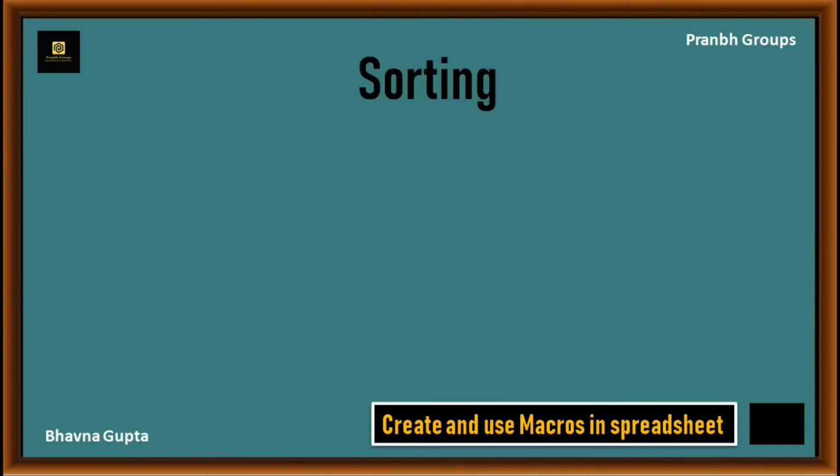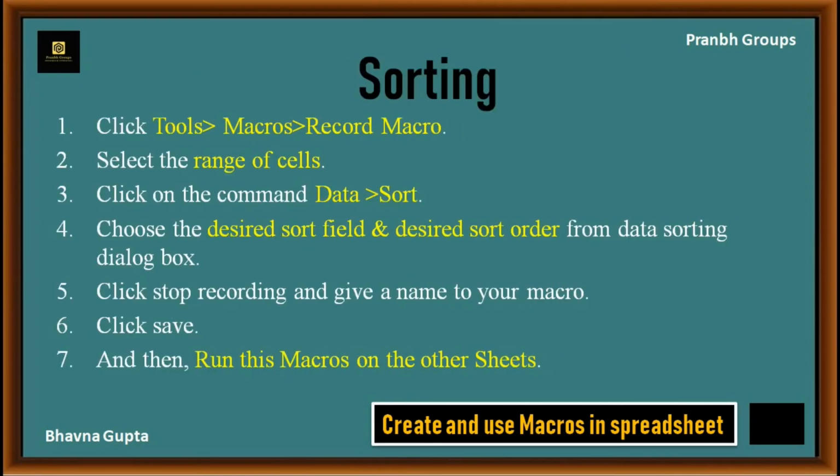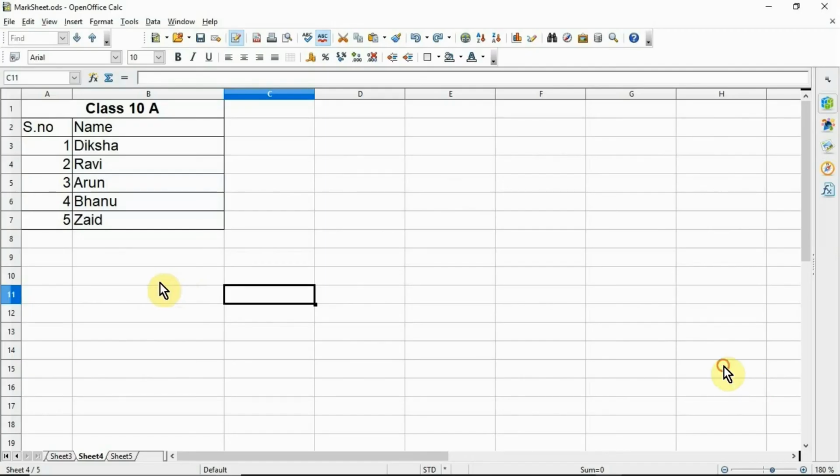Last topic, sorting. Sorting means arranging the data in ascending or descending order. But here we are using a macro for the sorting. Let's do the practical and see how to do it. So firstly open a spreadsheet. I already entered some data, class 10th A students' names and class 10th B students' names. I want to arrange both sheets. So firstly create a macro.